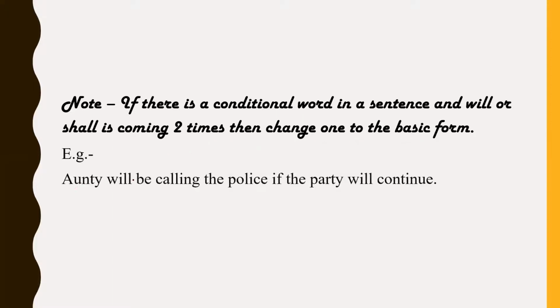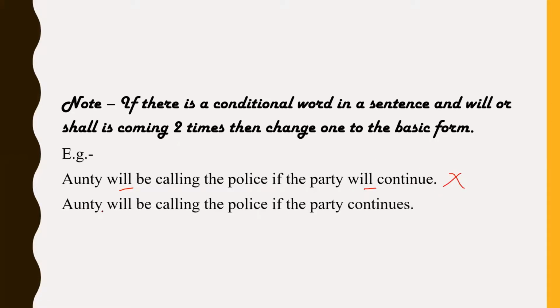Example: Auntie will be calling the police if the party will continue. Here will is coming two times, and as per the rule, it is not allowed. So this is wrong. Auntie will be calling the police if the party continues. Here in this sentence, we remove will. So this is correct.